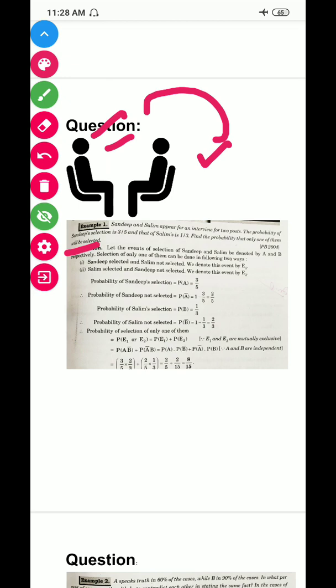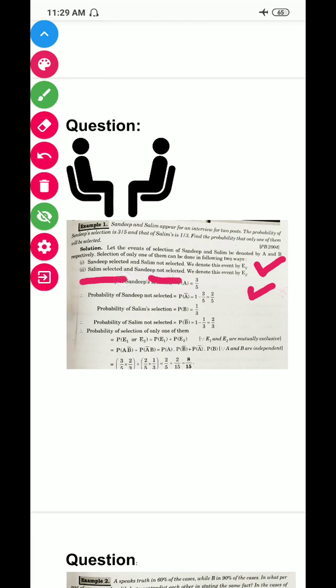So let's start. Sandeep selected and Salim not selected. We denote this event by E1, because the condition is that only one of them will be selected. Students, suppose Sandeep is selected, then Salim will not be, and if Salim is selected then Sandeep will not be. So E1 is the event when Sandeep is selected and Salim is not selected. E2 will be the event in which Salim is selected and Sandeep is not selected.